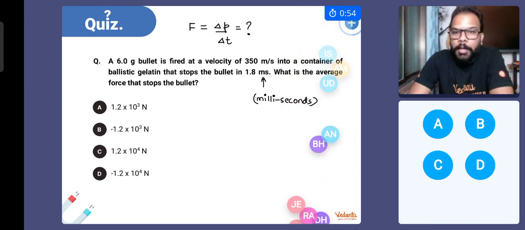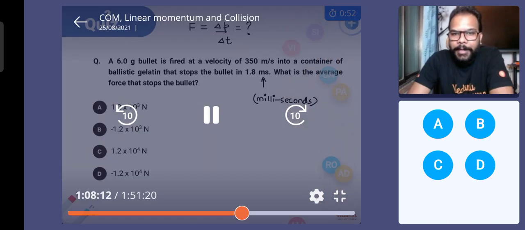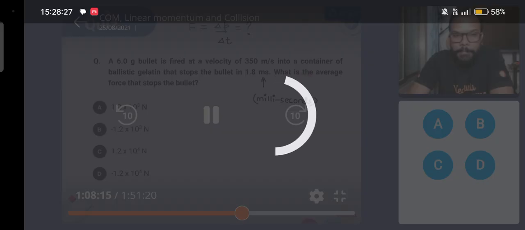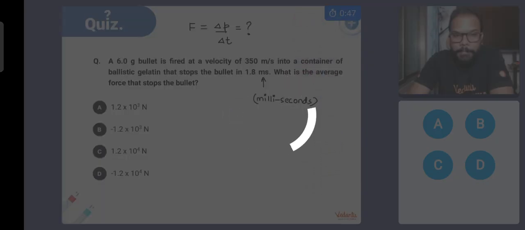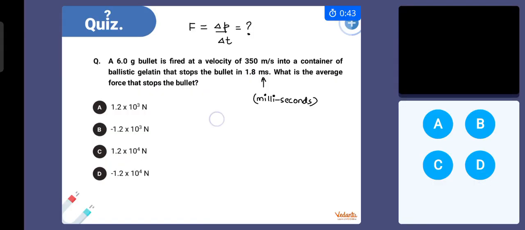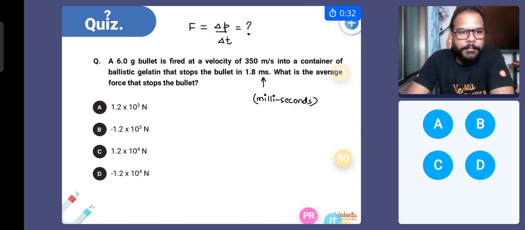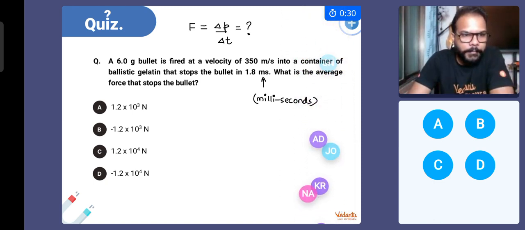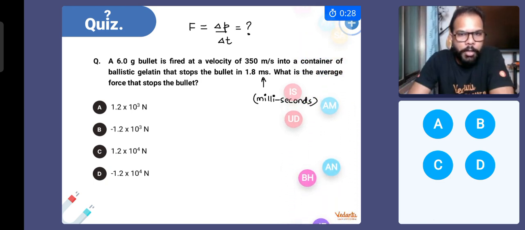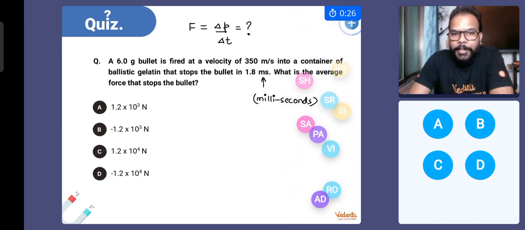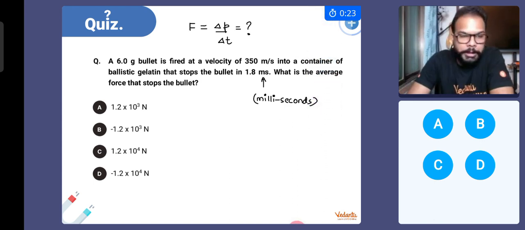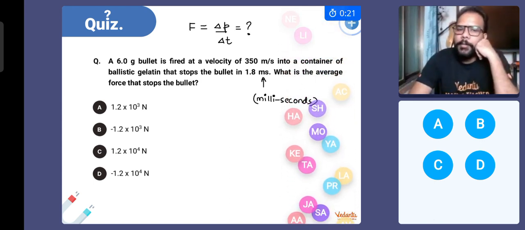20 seconds more. You have the mass of the bullet, you have the initial and final velocity of the bullet, you have the time taken by the bullet to stop. Just calculations. Come on, everyone.